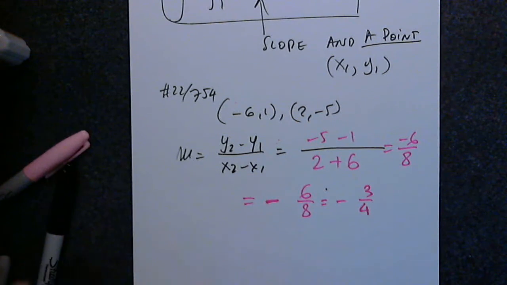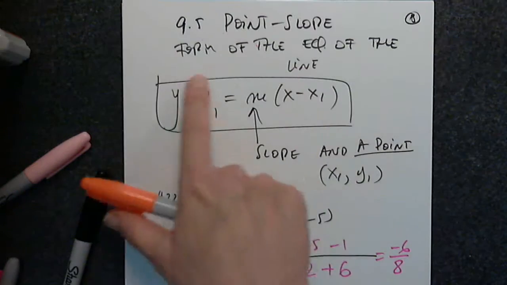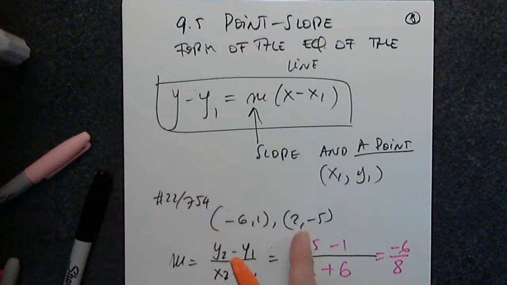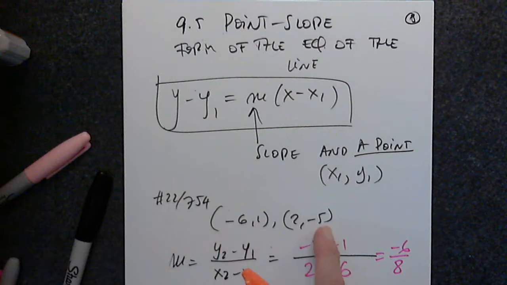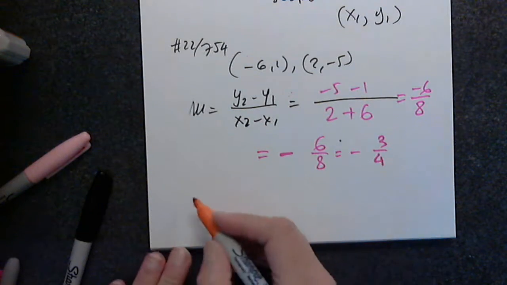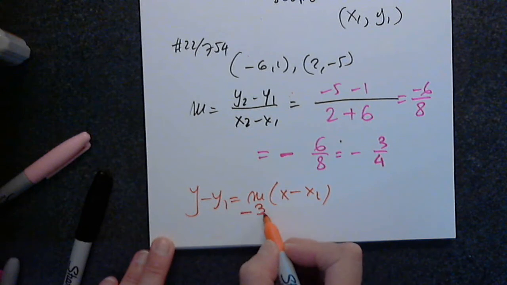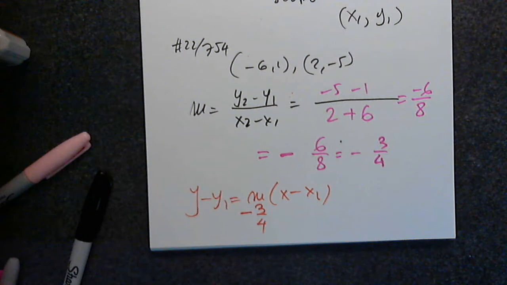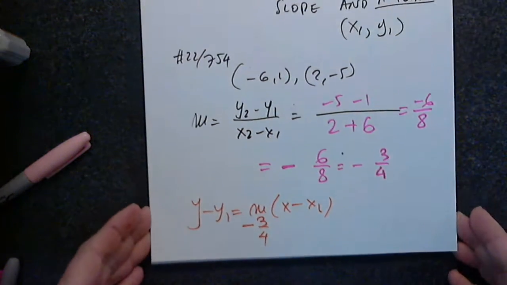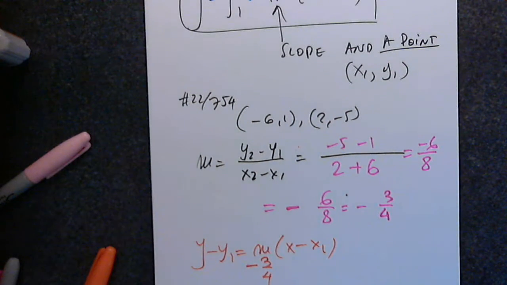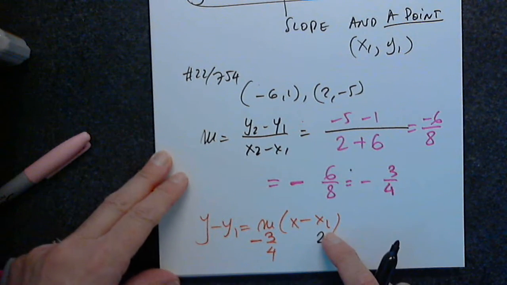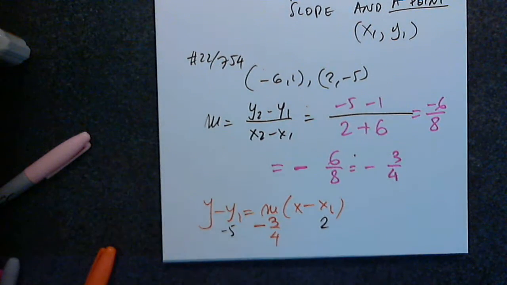Now we have everything we need to complete and find the equation, right? So y1, you choose, but you cannot choose y1 from here and x1 from here. It doesn't matter which point you use. So let me copy the equation one more time. y minus y1 equals the slope times x minus x1. The slope is definitely negative 3/4. We just determined it. And it doesn't matter which point you would like to use. Which one? The negative 6, 1, or 2, negative 5? Very good. So 2 will be written under x1, and negative 5 will be written under y1.